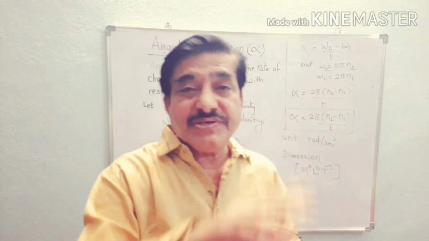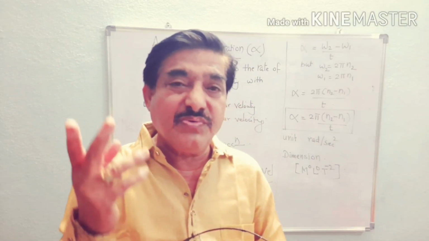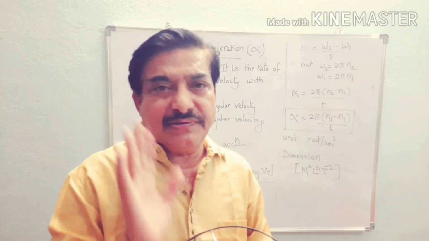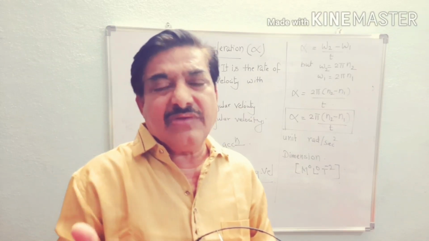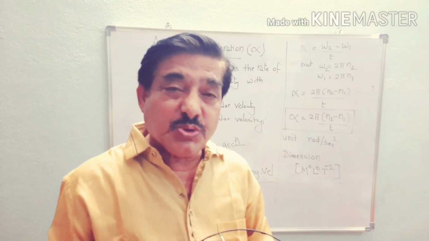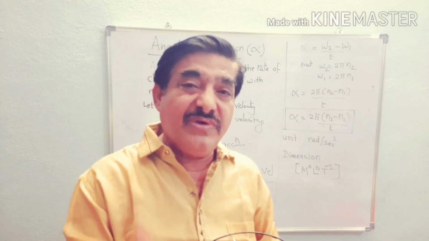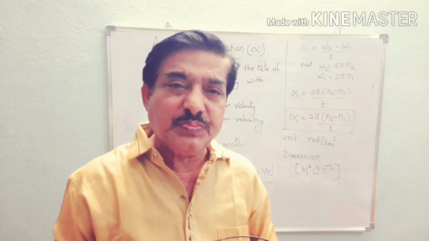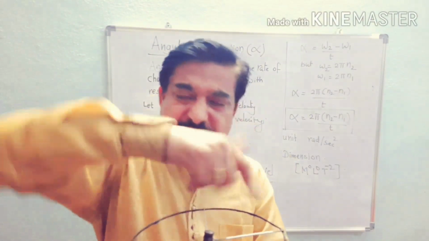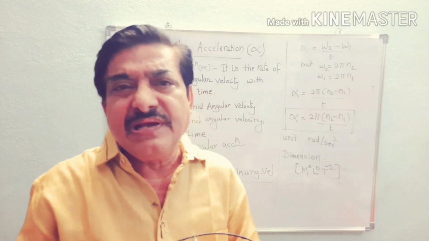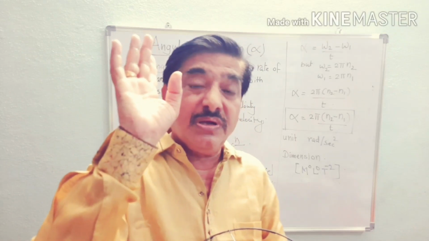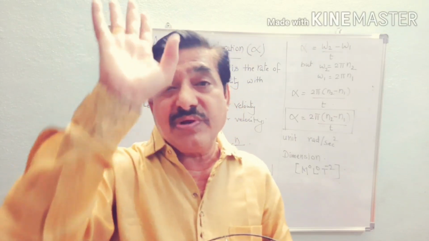These sign conventions, alpha positive and alpha negative, are used in kinematical equations. Please remember which sign conventions are used. So, in a kinematical equation, which sign convention is to be used? As omega increases, alpha is positive. As omega decreases, alpha is taken as negative. This sign convention is used in kinematical equations only.